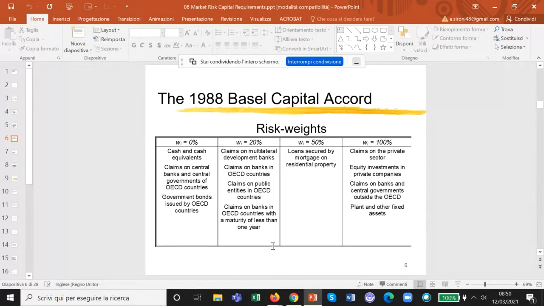Mortgage loans, because they're guaranteed with the real estate, get a 50% weight. So if you lend 100 euro for a real estate mortgage, you would need 4 of capital. While if you lend money to a normal corporate, a private company, for 100 euro of loan, you would need 8 of capital, okay?